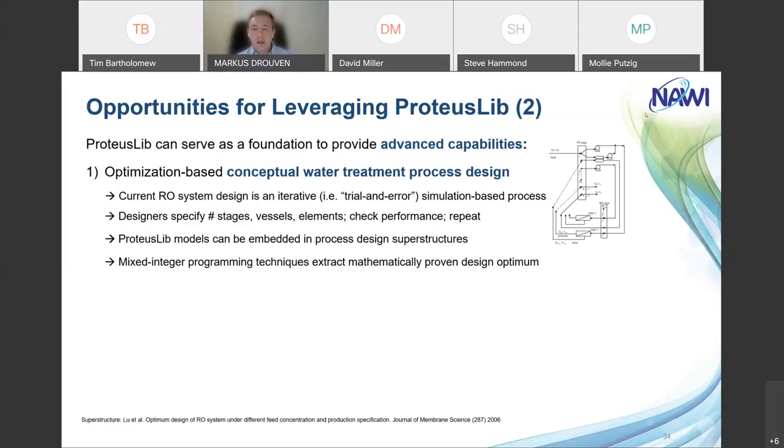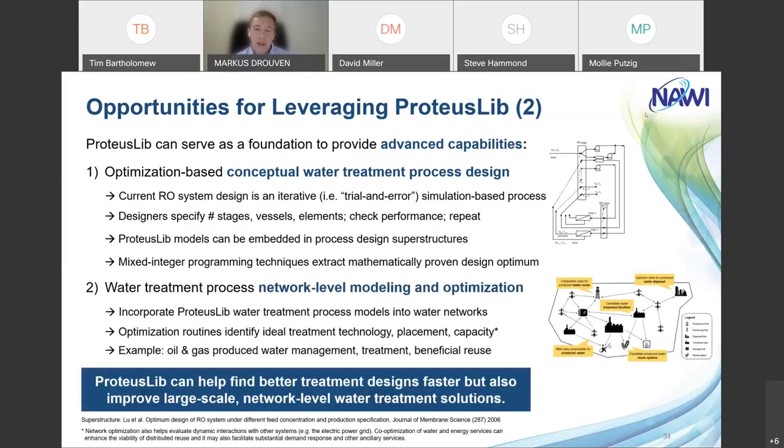And so we're hoping this will not just speed up the design process, but it'll also ensure that we're not overlooking potentially promising designs. Another area that we're very excited about is using ProteusLib to do network-level treatment system analysis. So looking at a geographically vast area and trying to understand where within that area do we need to place treatment facilities, how big do we make them, and how exactly do we operate them in the context of the network. One area where we think this is very applicable is produced water from oil and gas operations.